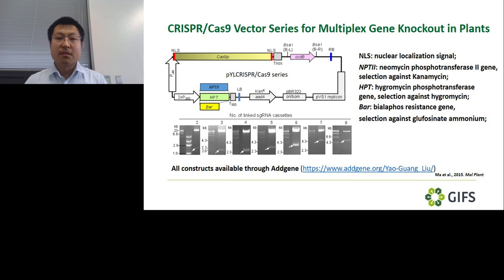For cloning the sgRNA cassettes, we have 2 BsaI sites integrated in the binary vector, so that you can integrate 2 to 8 sgRNA cassettes simultaneously using the Golden Gate cloning method. If you are not familiar with Golden Gate cloning, you can refer to my publication later. I will also include it in the reference part.